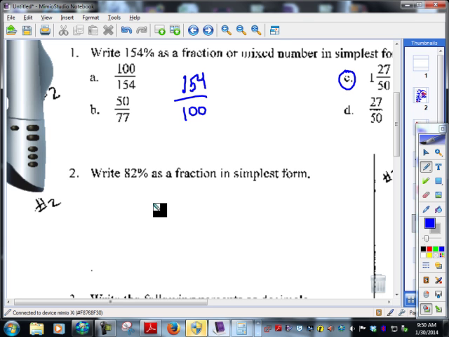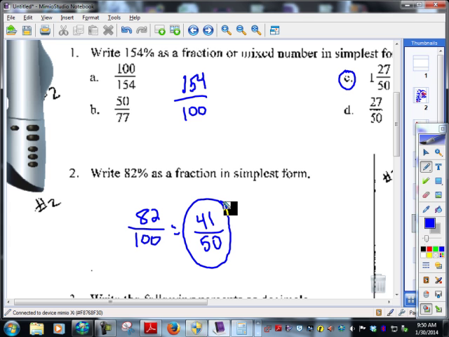Okay. 82% as a fraction in simplest form. What are all percentages over, Jennifer? 100. Thank you. 82 over 100. Again, maybe some of you can just do this in your head. Others, maybe you need to use the ABC button. 82 ABC 100 would give you 41 50ths. Okay? It's right there. Before you ask, look.